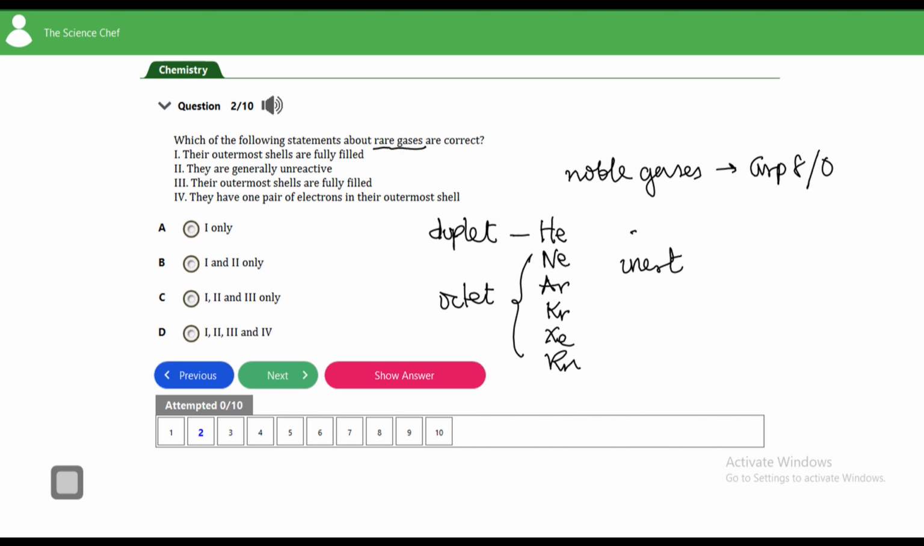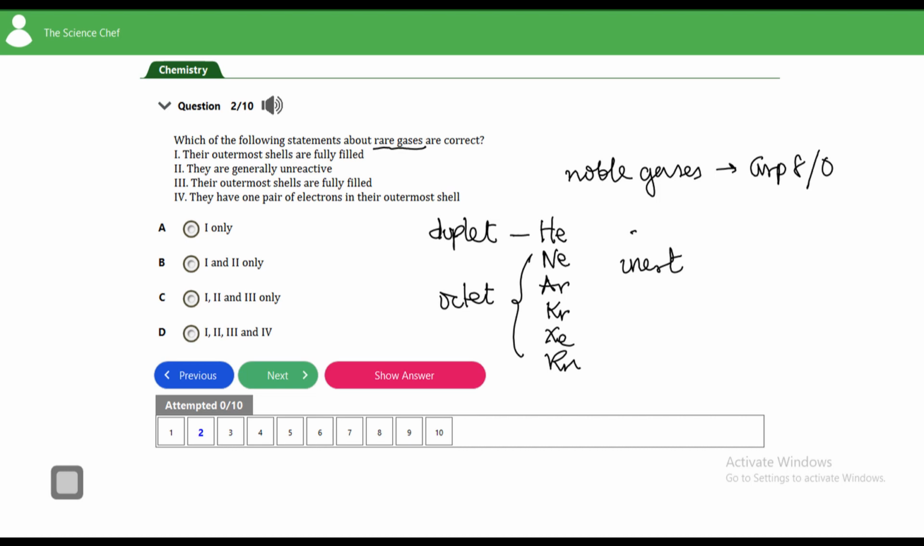Then their outermost shells are fully filled. That's a repetition of point 1. So if 1 is correct, then 3 is also correct. Then they have 1 pair of electrons in the outermost shell. That is not correct. They have 1 pair. That's only 2 electrons in the outermost shell. It is only helium that has that. All other ones don't have only 1 pair.